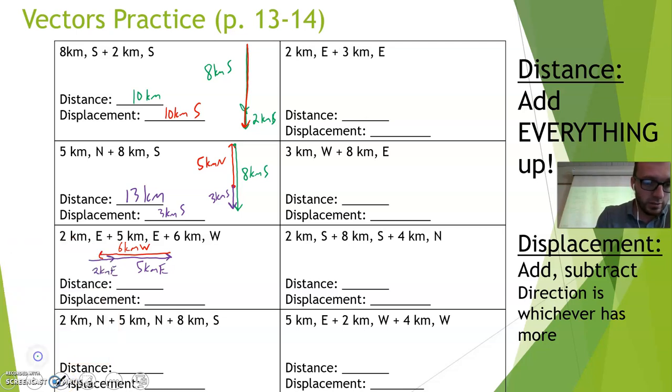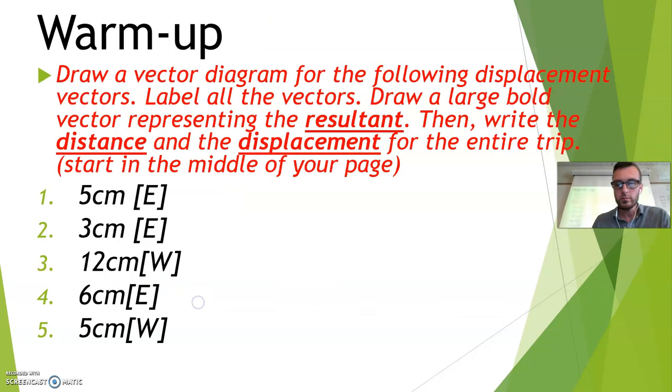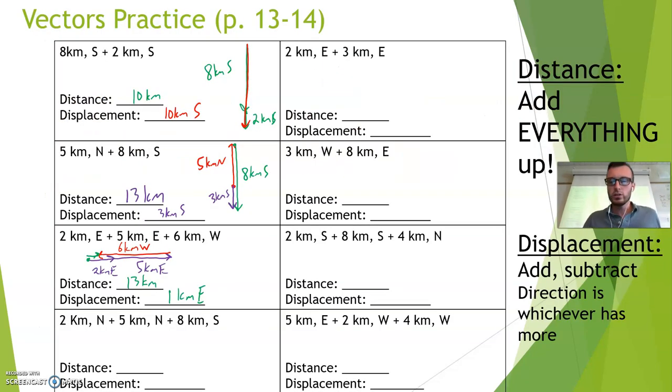Okay. And so if I draw the resultant there from the tail of the first to the head of the last vector, you can see it's a little shorty. All right, because 2 plus 5 is 7, plus 6 is going to be 13 kilometers that we walk total, but the displacement is only 1 because we have 6 and we have 7. So the displacement is going to be 1 kilometer east. All right, so that is a quick little hit on vectors.